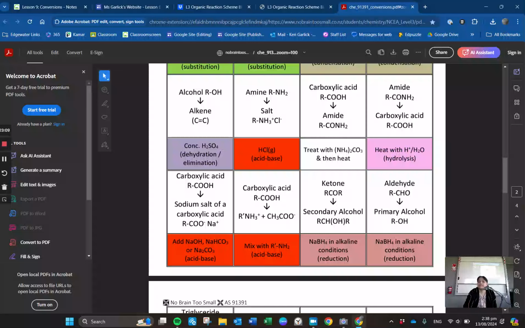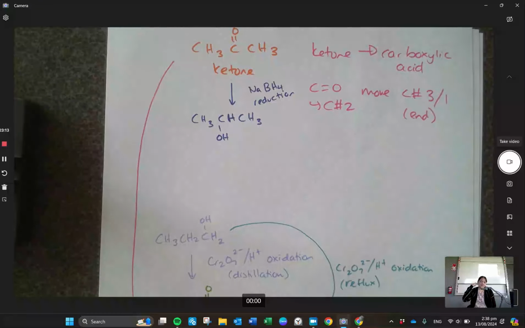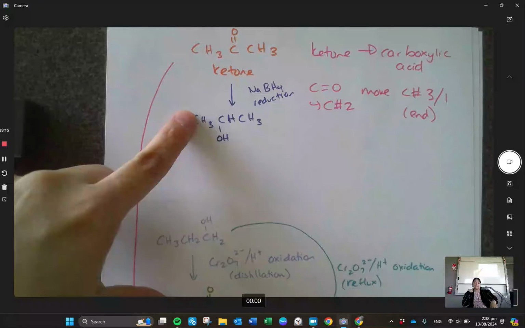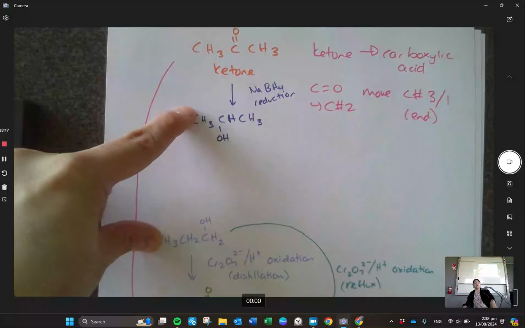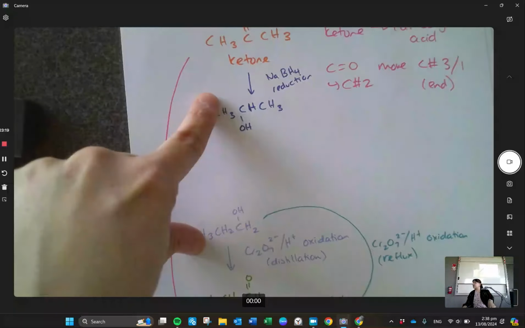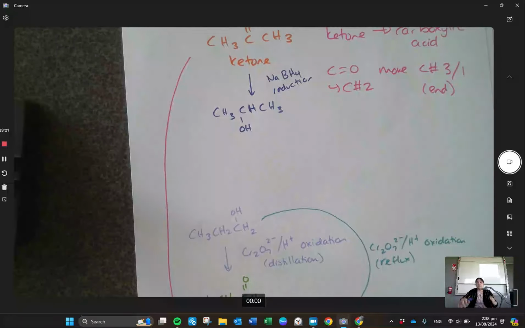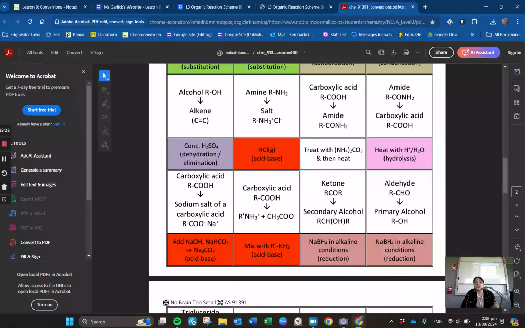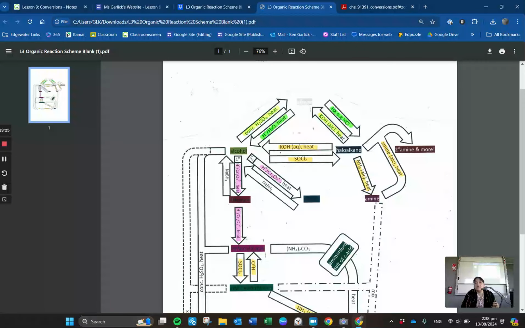Reduction. Okay? All right. So now I have a problem. This is a secondary alcohol. This is a primary alcohol, so I need to move it. Now, when we look at the flow chart, there's no direct way to move from primary and secondary. You see? So the trick here is to go backwards to an alkene. And let me show you why we do that.